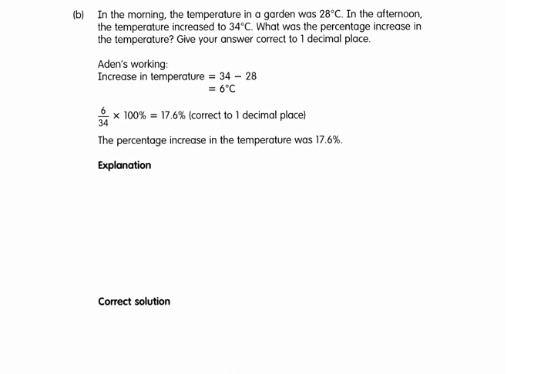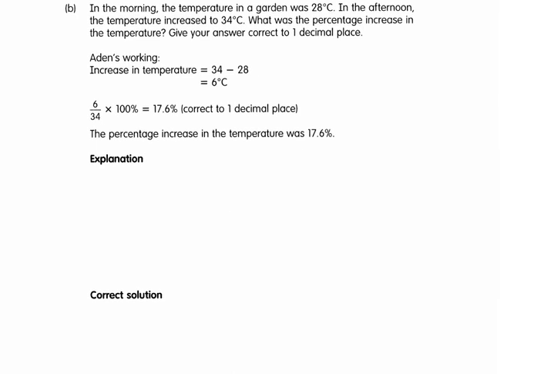Okay, in the morning, the temperature in the garden was 28 degrees Celsius. Like normal morning temperature in Singapore is around 28 degrees Celsius. In the afternoon, the temperature increased to 34 degrees Celsius. What was the percentage increase in temperature? Correct your answer to 1 decimal place.